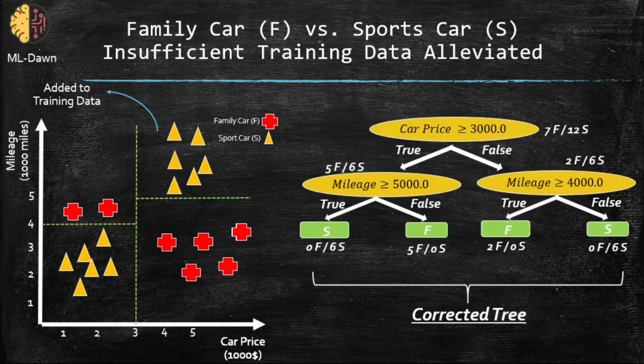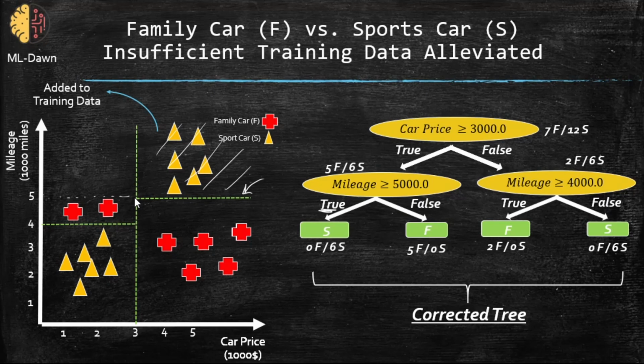So car price being larger than 3,000, let's say that's true. We're going to go to the left branch. If mileage is larger than 5,000, so we're looking at this little part over here, this line over here. If mileage is larger than that, it falls under this region, which if it's true, then we are classifying anything there as sports car.